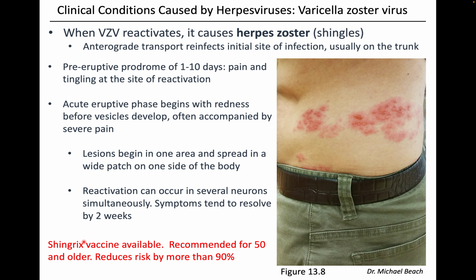Luckily, there is a vaccine, Shingrix. I think there's been a couple of versions of this, but it can very dramatically reduce your risk of catching shingles if you have had chickenpox in the past. And they basically recommend it for everybody age 50 and older.